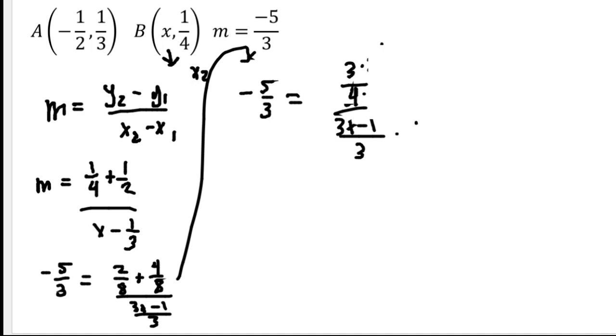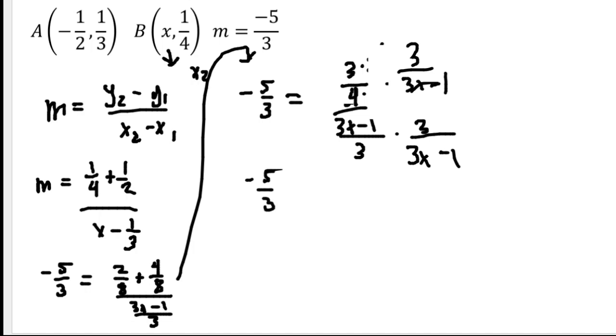Now what we can do here is keep, change, flip. Okay, so we will get this thing. So 3 over 3x minus 1 times 3 over x minus 1. Okay, so 3 times 3, we all know that the answer is going to be 9. We're going to distribute the 4, so we'll get 4, 8, 12x, so 12x minus 4.